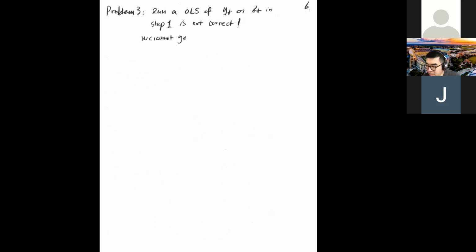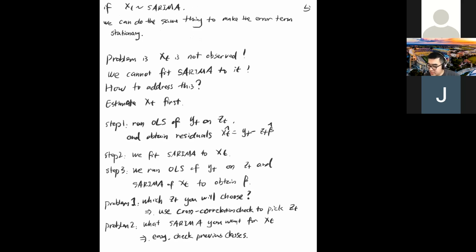We cannot get the correct XT. So let me go back. You see that in step 1, we need to run an OLS of YT on ZT, then we obtain the residuals. However, you should notice that we actually cannot run an OLS of YT on ZT, right? Because this XT is not stationary. So running an OLS of YT on ZT is basically not correct. It's not the correct thing we want to do, right?